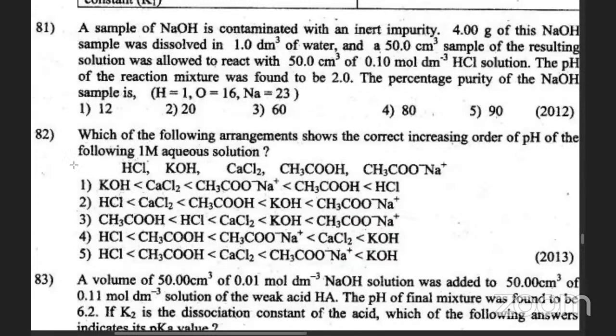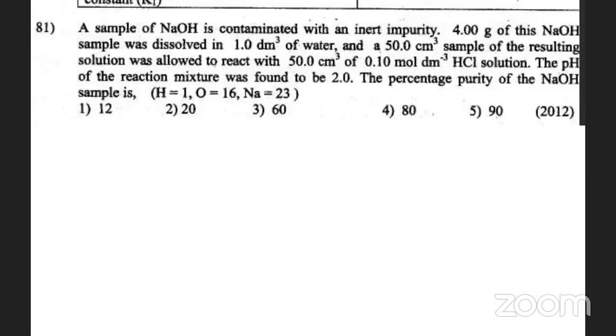Okay, let's focus on that. A sample of sodium hydroxide is contaminated with an inert impurity. Inert means an impurity which does not take part in reactions. 4 gram of sodium hydroxide sample was dissolved in 1 decimeter cube of water, and 50 centimeter cube of the resulting solution was allowed to react with 50 centimeter cube of 0.1 mole per decimeter cube HCl. The pH of the reaction mixture was found to be 2. Find the percentage purity of the sodium hydroxide sample.